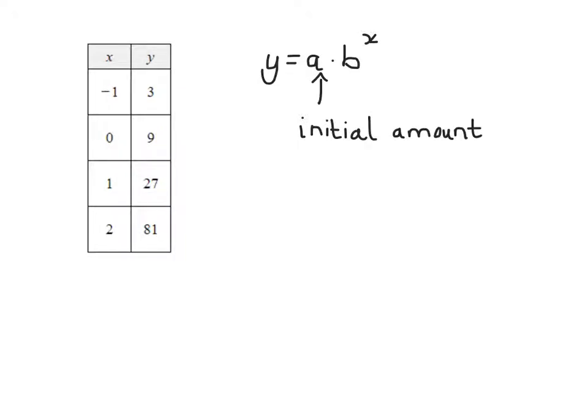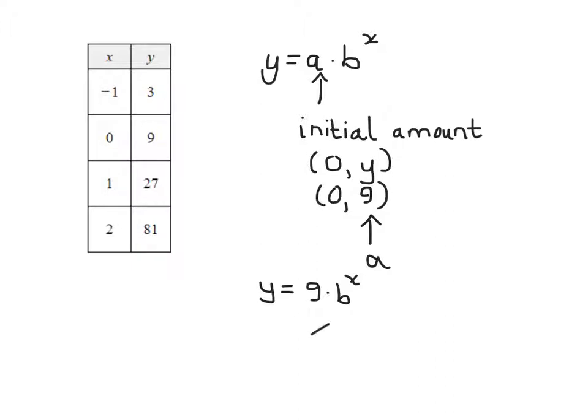The initial amount is the value of y when x is 0. So we see in this table that when x is 0, y is equal to 9. So the initial amount, or a, is equal to 9. So we have the equation y equals a times b to the x, which we now know is 9 times b to the x.